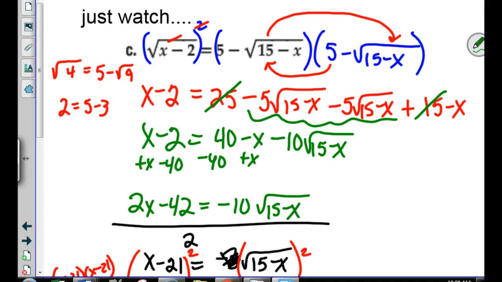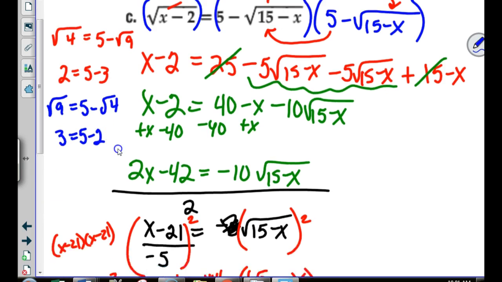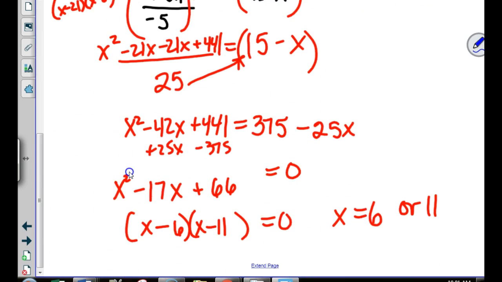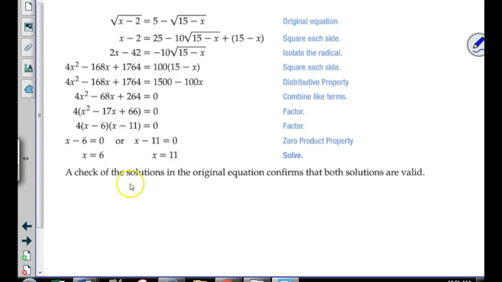Okay. The other one was what? 11? Yeah. Okay. 11 minus 2 is 9. 5 minus 15 minus 11 is 4. So I get 3 equals 5 minus 2. Does that work? Yes. Okay. They don't always both check. Okay. I hereby solemnly swear that that's not on the quiz.